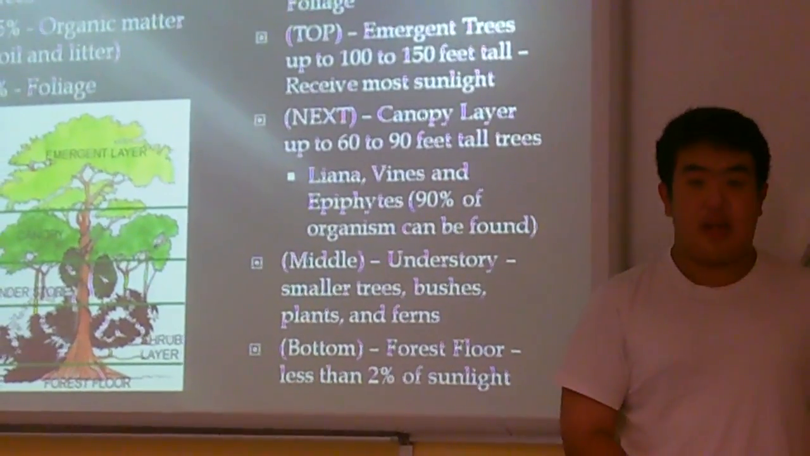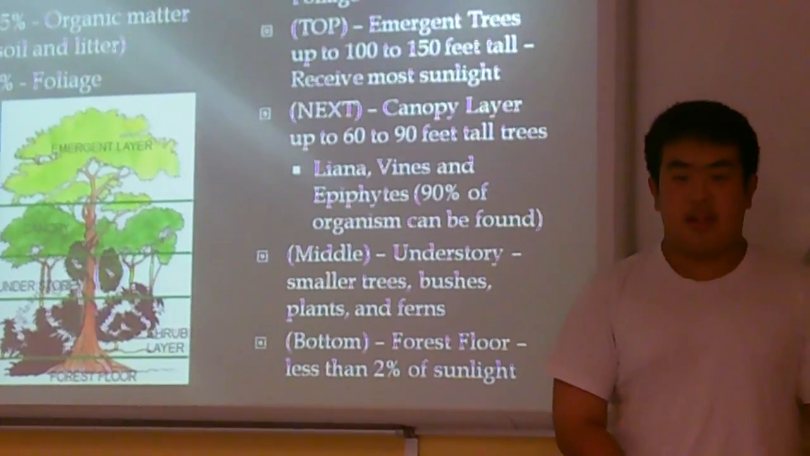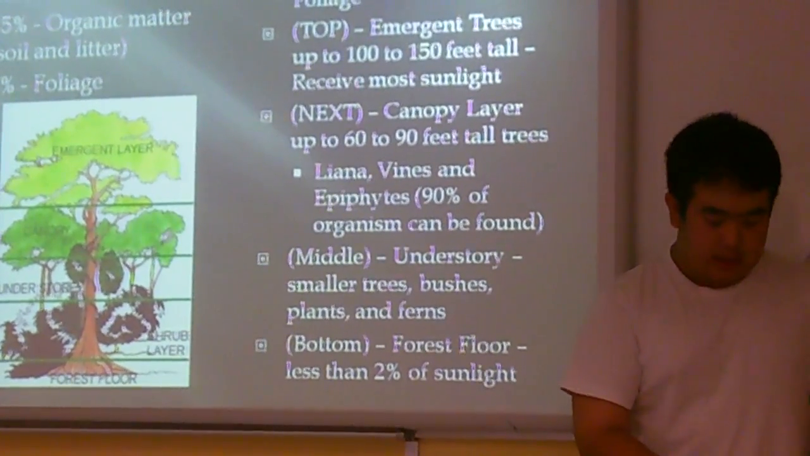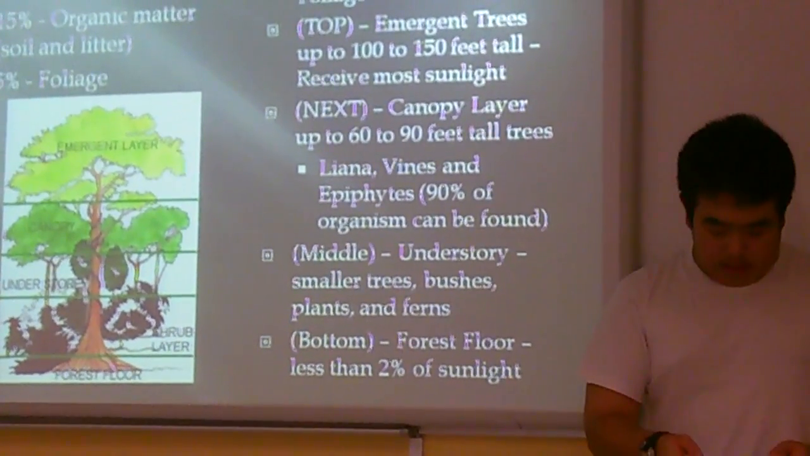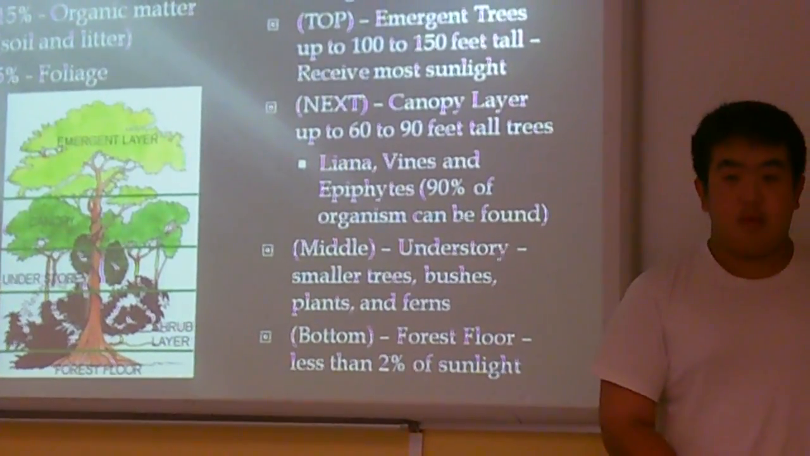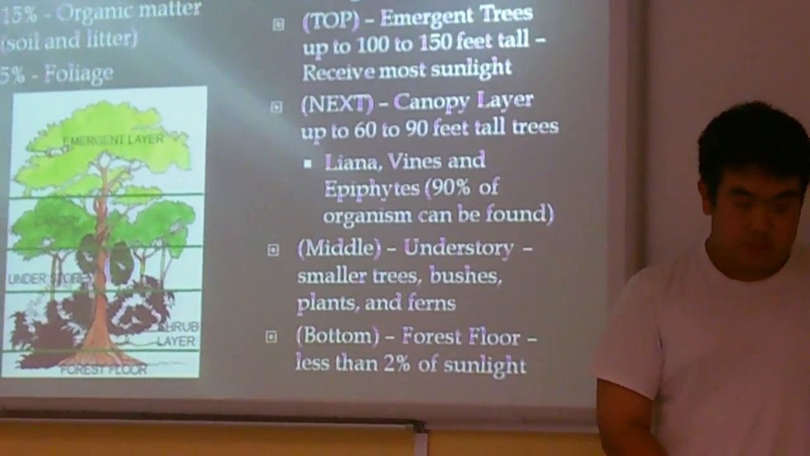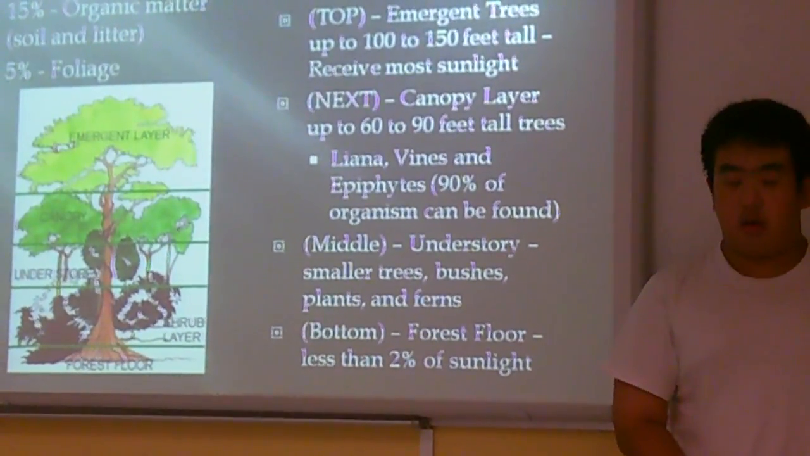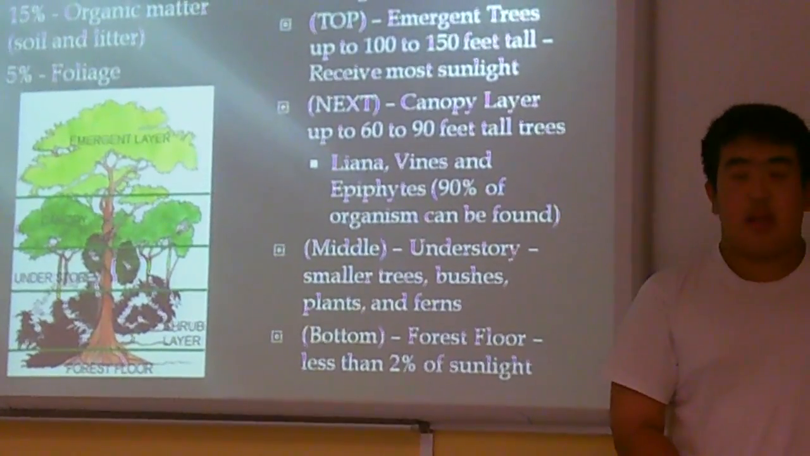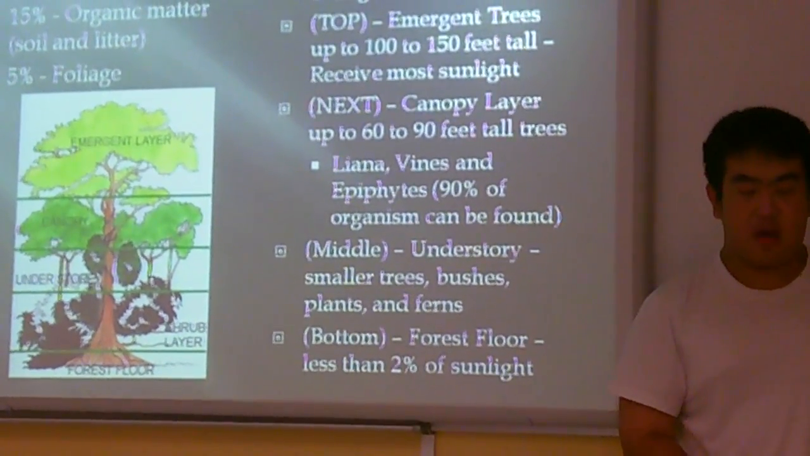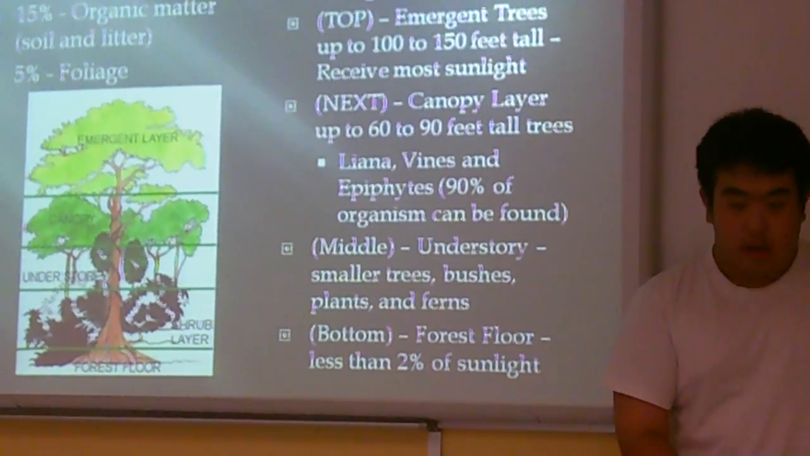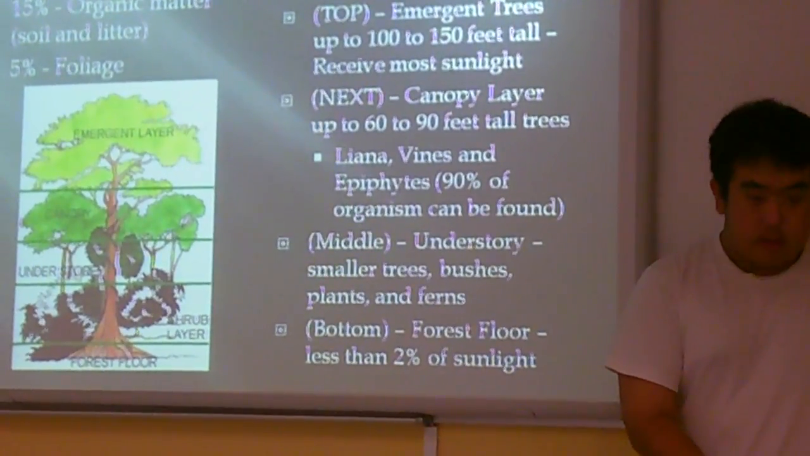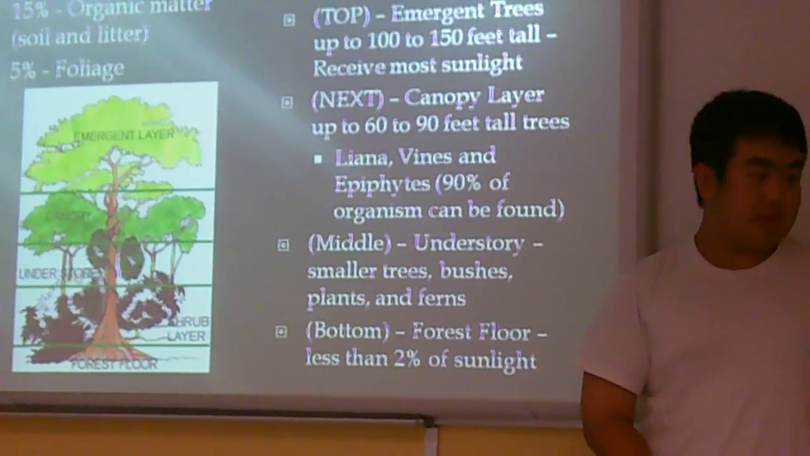Next is the canopy layer. It's about 60 to 90 meters of tall trees. And under the canopy is the understory that consists of small trees, bushes, plants, and ferns. And the bottom layer, the very least, is the forest floor. It takes in less than 2% of the sunlight, and it has wet leaves and damp matter.